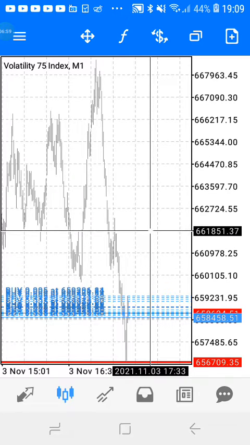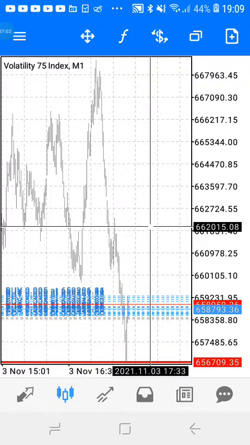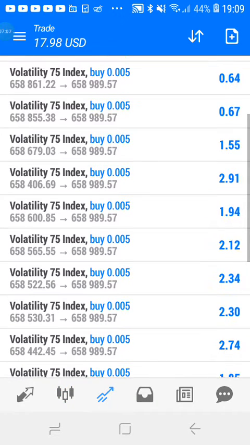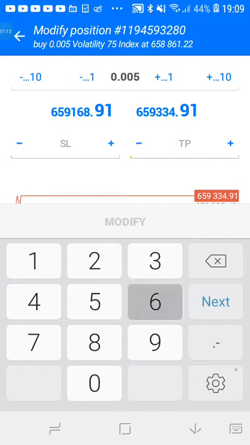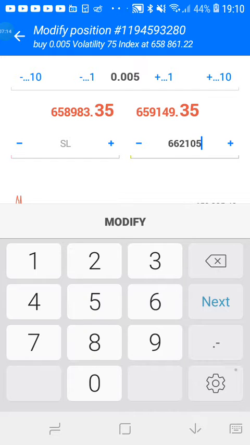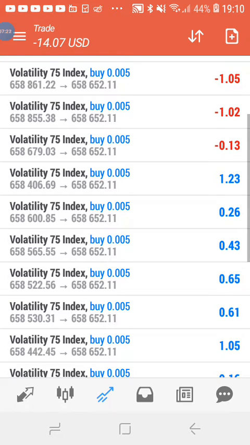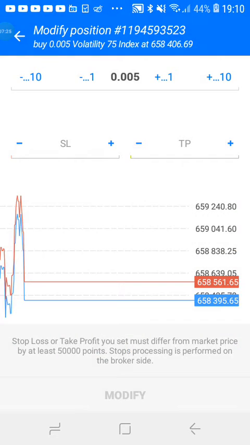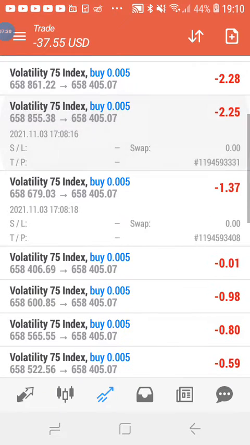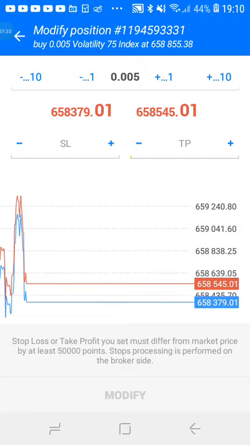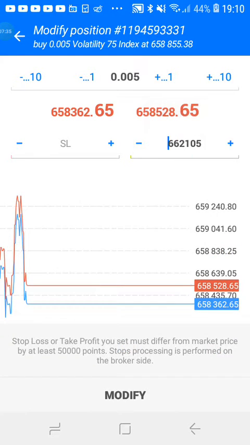I'll just say here 662015. Let me see. 662105. Then I copy. This is what I do. I copy the TP so that I don't have to type when putting the TP for the rest of the threads. Okay, guys, let me just finish what I'm doing.